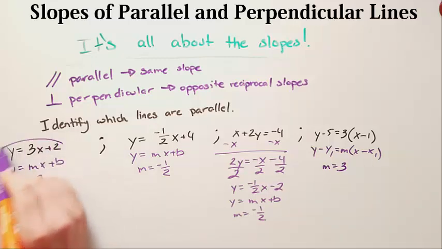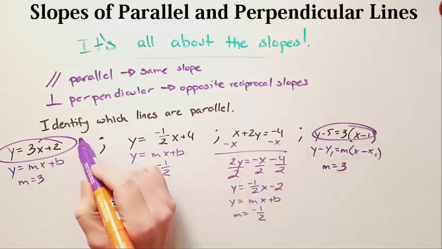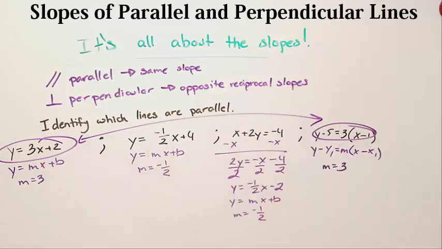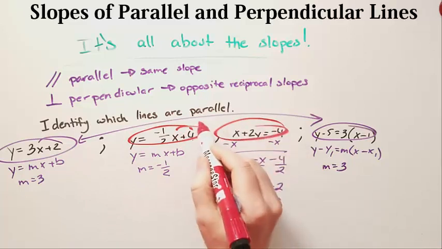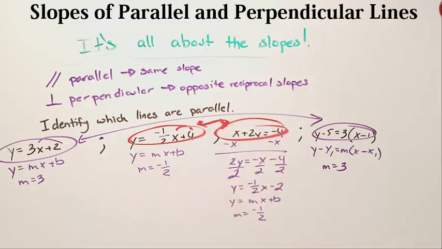So we know that this line and this line are parallel to one another because they both have the same slope of 3. These two lines both have a slope of -1/2, so we know that these two lines are actually parallel to one another. So you have two sets of parallel lines.